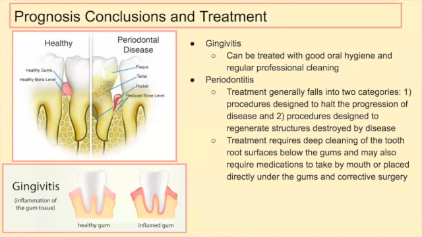Some prognosis conclusions and treatment. The early stage of periodontal disease, which is gingivitis, is reversible, and it can be treated with good oral hygiene and regular professional cleaning. The more advanced stage of periodontal disease, which is periodontitis, causes tissue damage that is generally irreversible, and the treatment usually falls into two categories. The first one being procedures designed to halt the progression of disease, and the second one being procedures designed to regenerate structures destroyed by the disease.